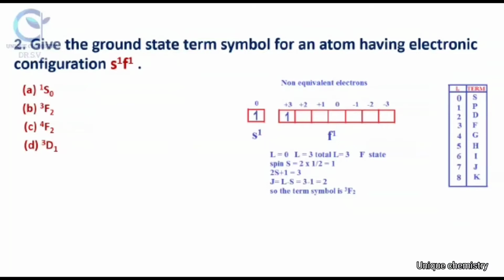And for L value equal to 3, the F state is given here. You can refer to this table, or you can remember this table: the F state is for L equal to 3. So the correct option is B.